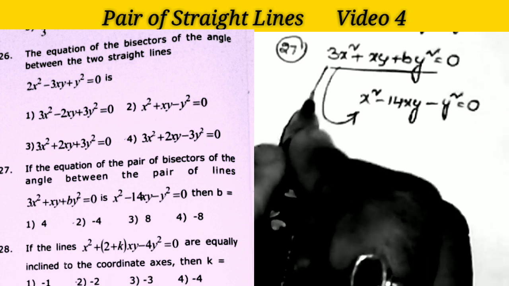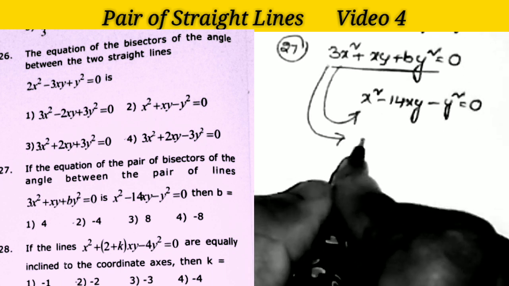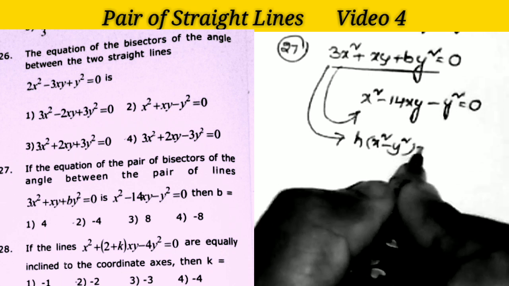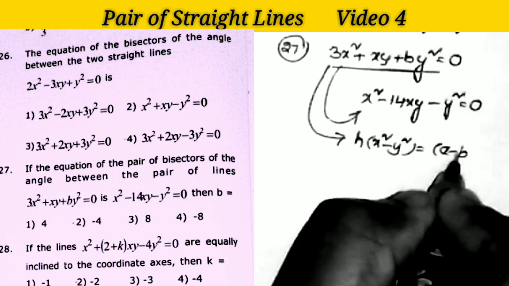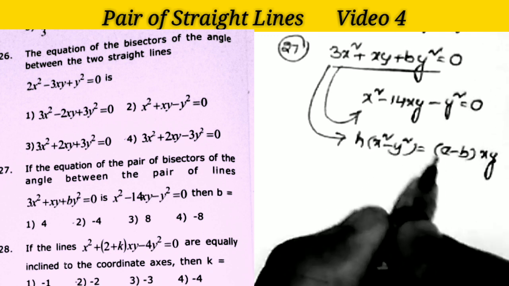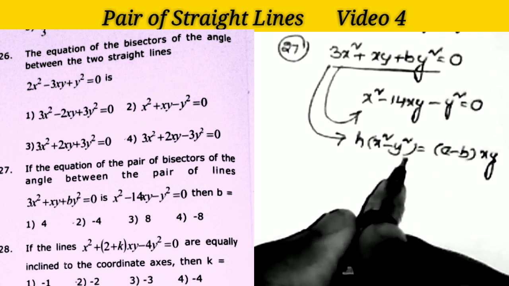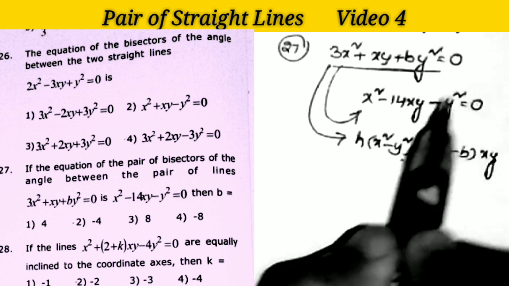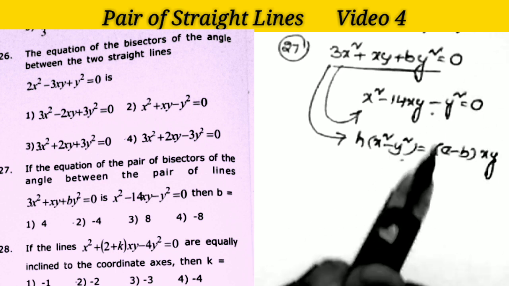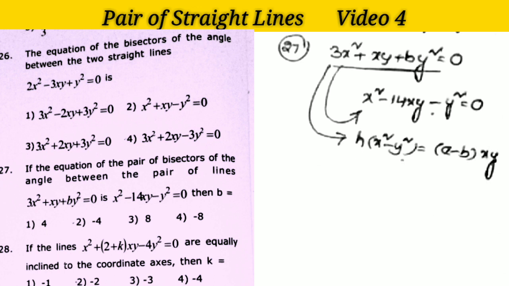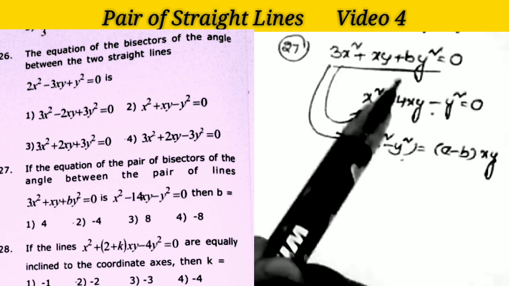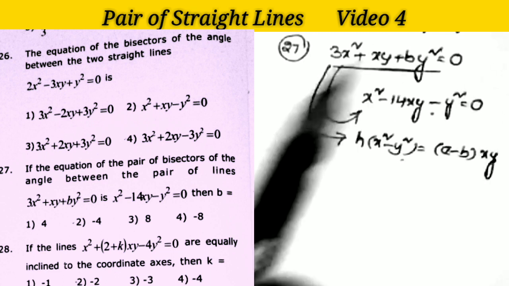Actually, what is the angular bisectors formula? It is h into x square minus y square is equal to a minus b into xy. So first we have to form the angular bisectors equation by using this formula. But it is already given that these are the angular bisectors. Now comparing these two equations, we can get the b value. Okay, that is the concept. One equation is given and the angular bisectors of this equation are also given. Now we have to find the b value.